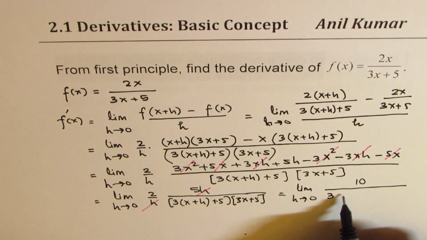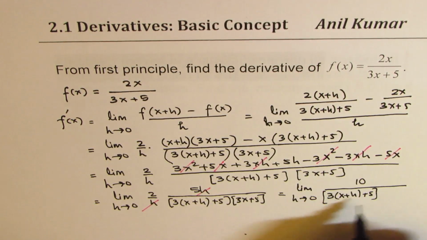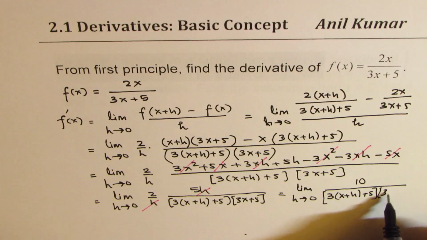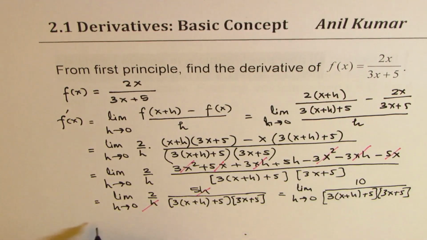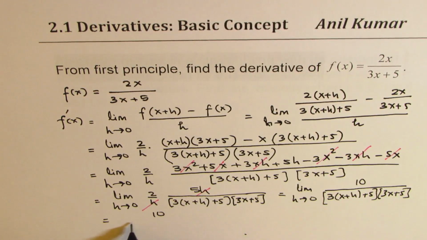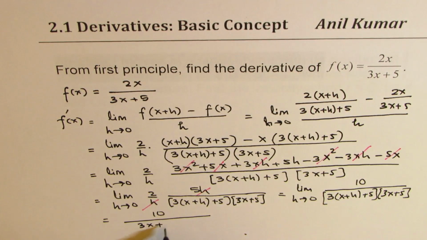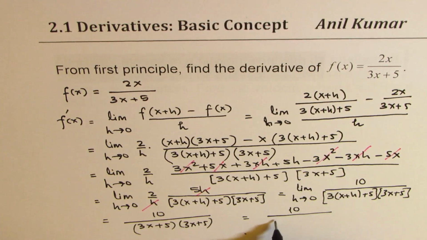Now, let me write this first. So we have 3 times x plus h plus 5 as the first factor. The second one is 3x plus 5. Now we can substitute h equals 0 and we get 10 over 3x plus 5 times 3x plus 5, or we will write this as 10 over (3x plus 5) whole square. So this becomes the derivative of the given function.